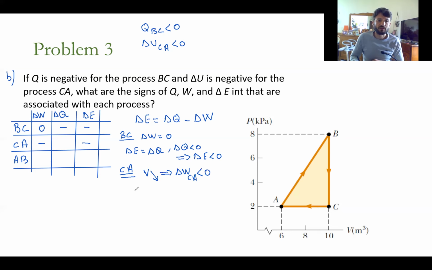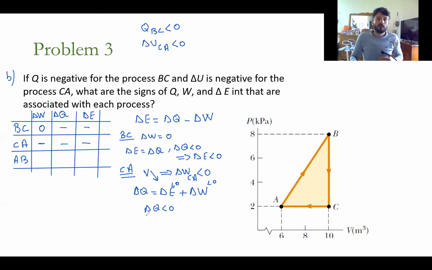I want to calculate delta Q. Delta Q equals delta E plus delta omega. We have delta E negative and d omega negative, so delta Q must be negative.